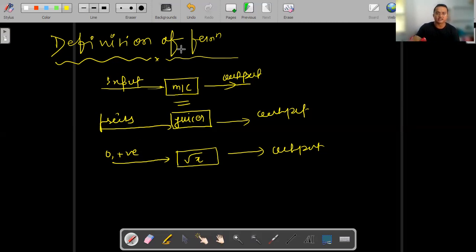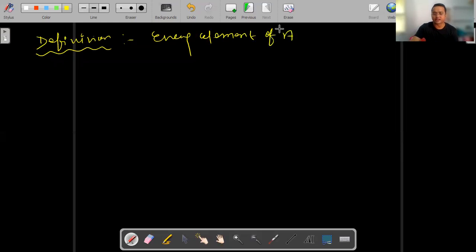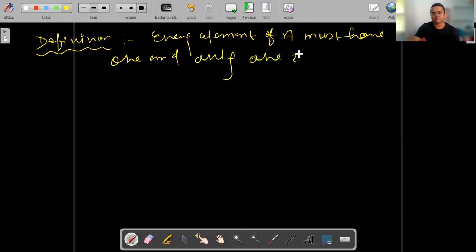Now we will see the mathematical definition. So let us see here. Mathematical definition: every element of A must have one and only one image in B. One image in B. What does it mean?